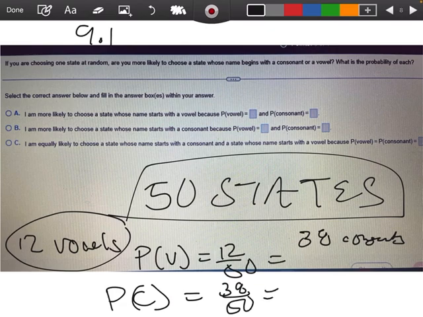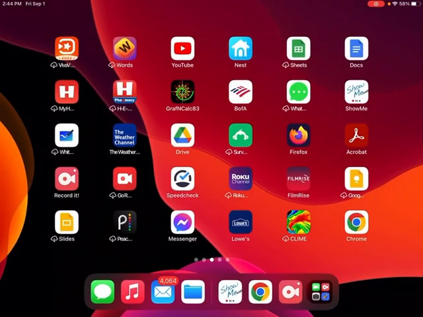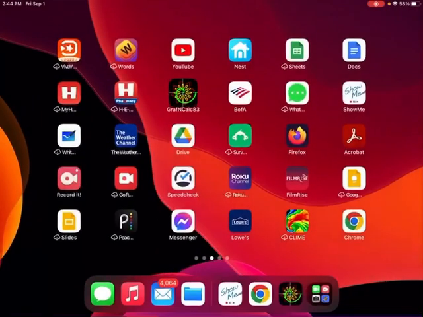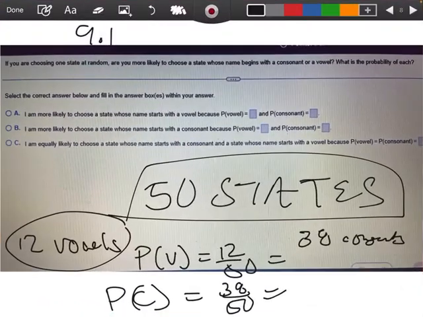So I'm just going to take my calculator. Y'all, this is just a calculator app that I downloaded. It's called Graph and Calc 83, but there's a bunch of different calculator apps. If you want to, you can download them on your phones or iPads, whatever, right? So let's see. I already forgot how many had vowels. 12. Okay, so look, guys, I'm going to do this.